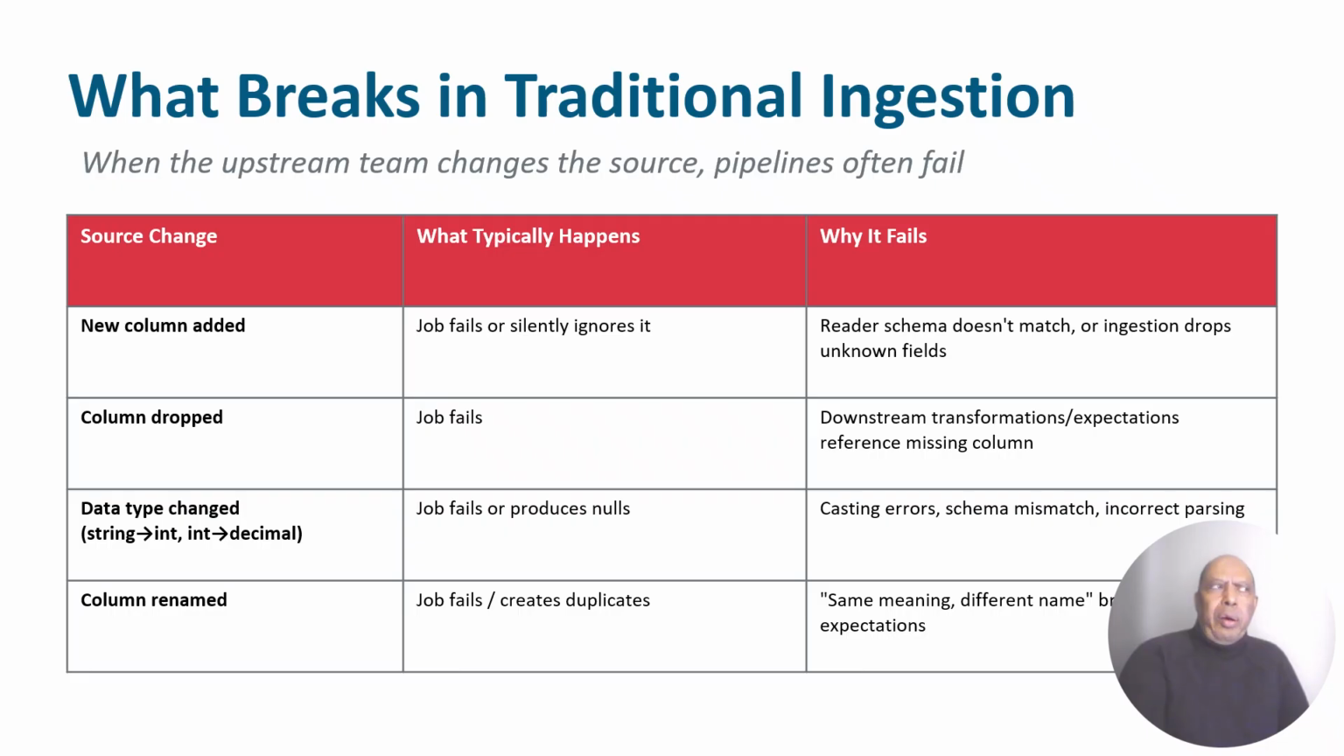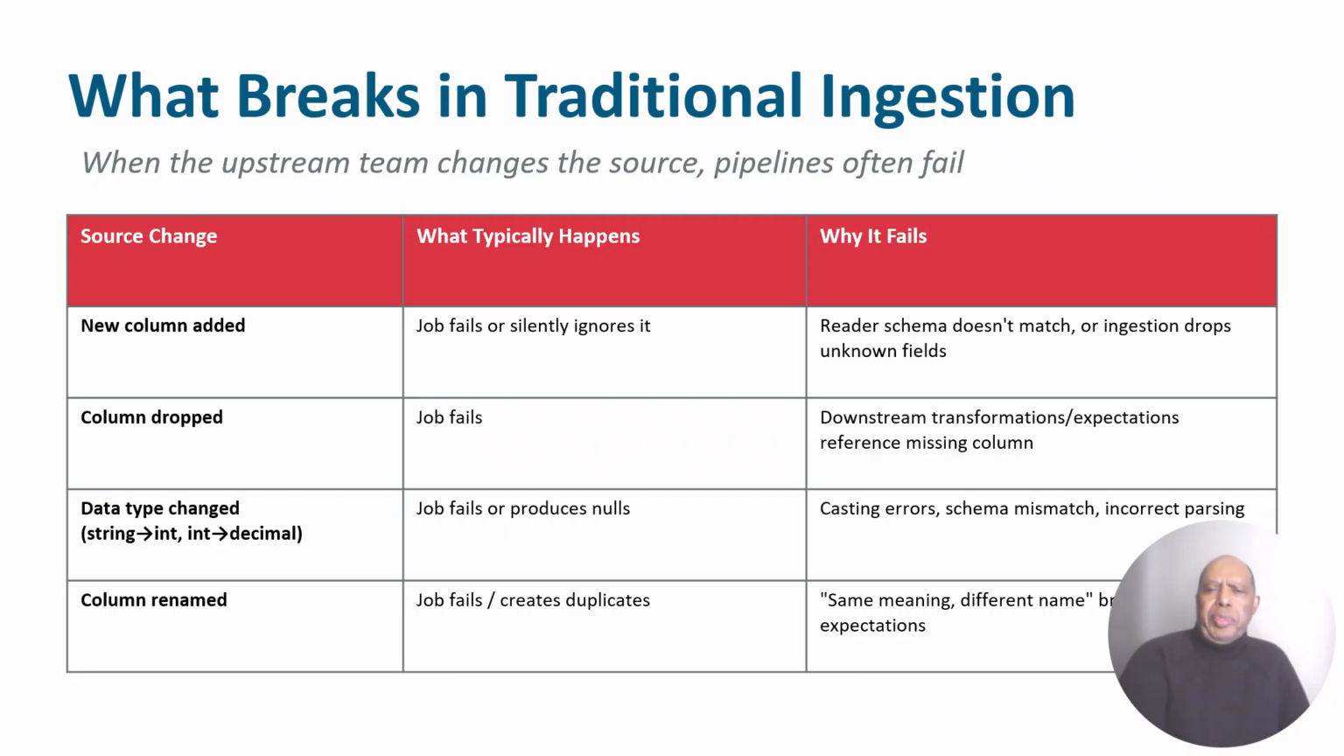out until production breaks. Now, data type changed. This is particularly nasty. String to integer, for example, might work sometimes and fails other times. Int to decimal can cause precision issues. The pipeline either crashes or produces nulls, and tracking down why is a nightmare.